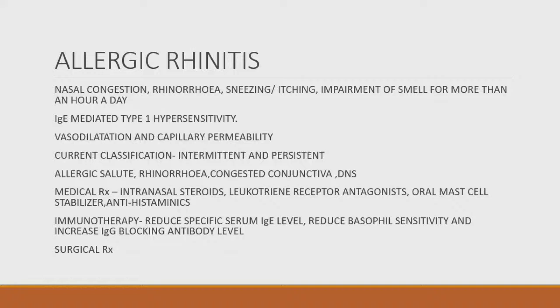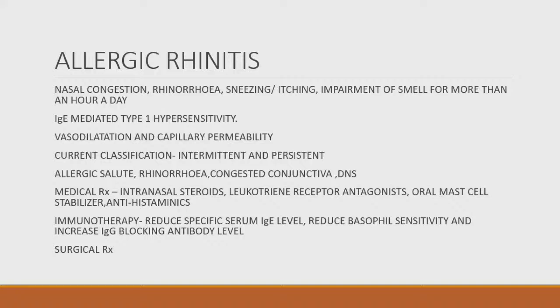In case of allergic rhinitis, the main signs that we can see are nasal congestion, rhinorrhea, sneezing and itching, and impairment of smell for more than an hour a day. It is an IgE mediated type 1 hypersensitivity reaction. Here the vasodilatation and capillary permeability are increased, leading to rhinorrhea. According to the current classification, it is intermittent and persistent. In intermittent, it is less than 3 to 4 days per week, less than 3 to 4 weeks. If it is more than that, it is persistent.